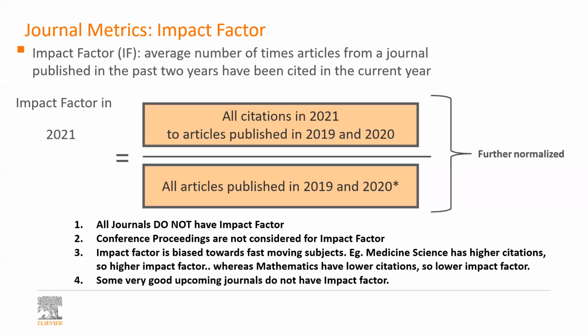Proceedings, they do not consider of having an impact factor. Impact factor is biased towards fast-moving subject areas. Let's say medicine, they have a higher citation, higher impact factor. Mathematics, they have low citation, low impact factor. And that's why it's very important to consider other metrics also along with impact factor.